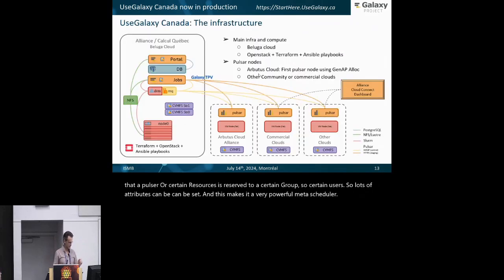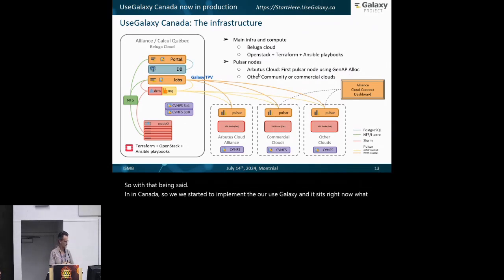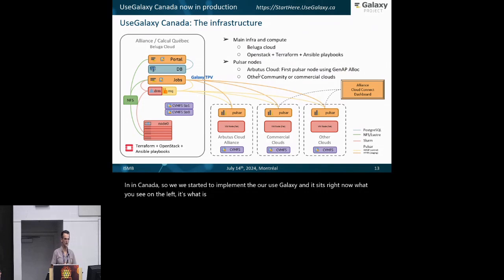With that being said, in Canada we started to implement our UseGalaxy. What you see on the left is what is implemented. It sits on the Beluga cloud, really not far down the road. I don't know where the road is, but it's really not far from here. We have different parts: the portal, database, job management, and a bunch of nodes for computation, and all this has backup and everything. What you see on the right is the future development.